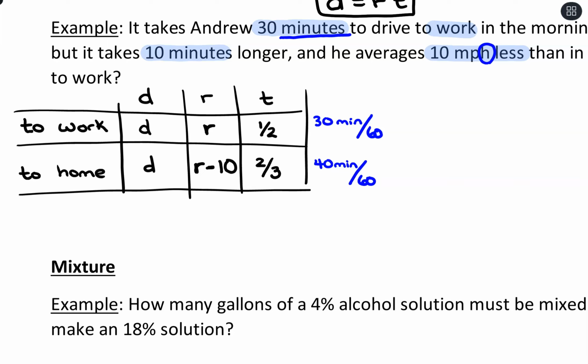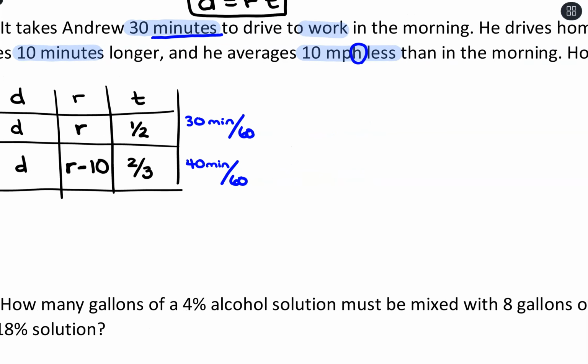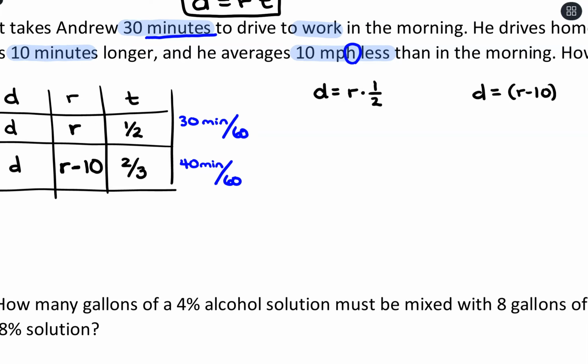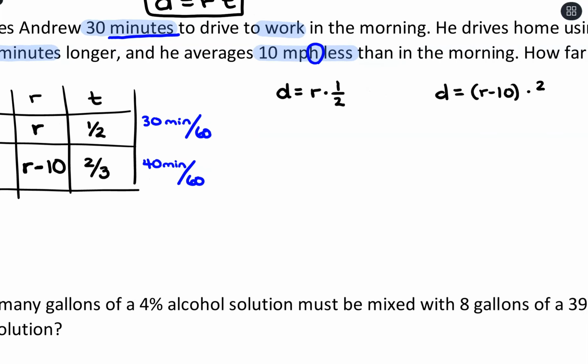All right, so with that, we end up with two equations. We have distance is equal to rate times time of 1/2. We also have distance equals a rate of r minus 10 times 2/3. And those distances should be the same, so what we could do is set these two equations equal to each other. So 1/2 r is equal to, and then I'm going to multiply that 2/3.